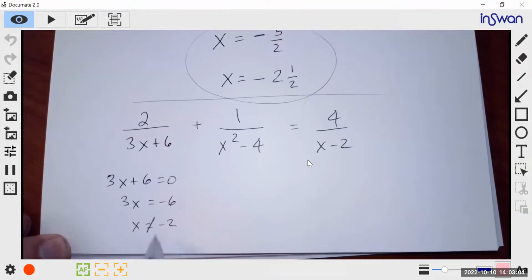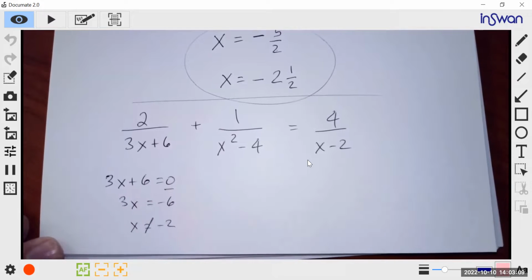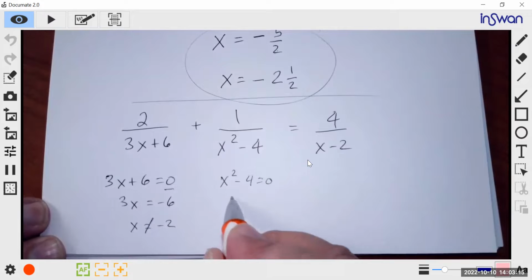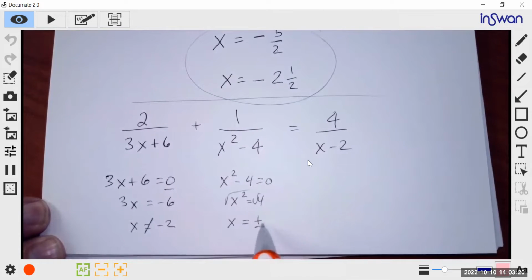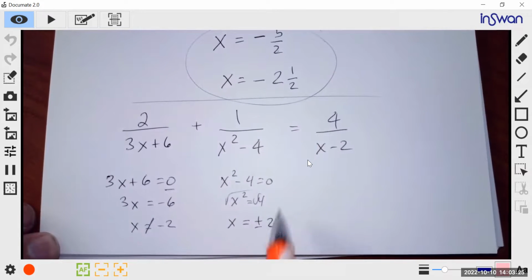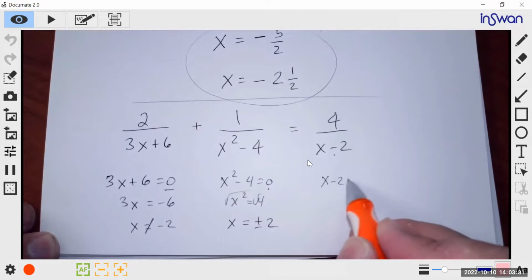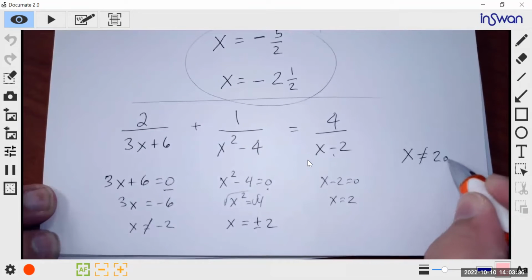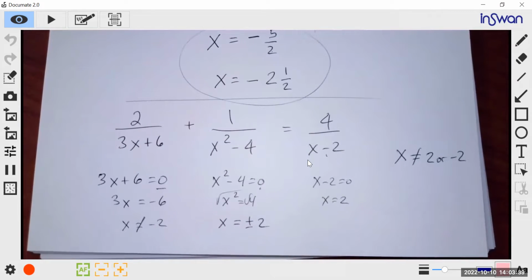So in this one, you cannot use -2, because if you use -2, the bottom becomes 0. This one, x squared minus 4 equals 0. X squared equals 4, square root both sides, x equals plus or minus 2. So I cannot use positive or negative 2 because it's going to make the bottom 0. And this one. So I cannot use 2 or -2 in my answers. That's the only restriction I have.